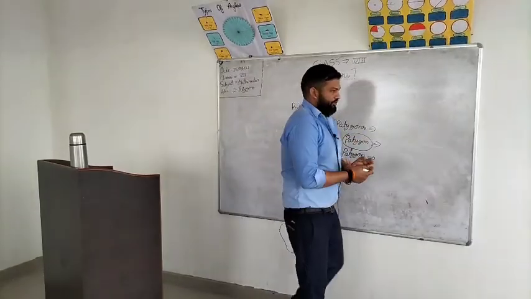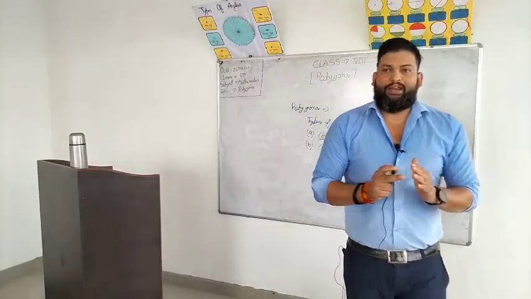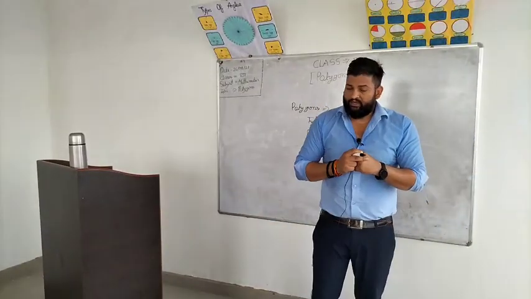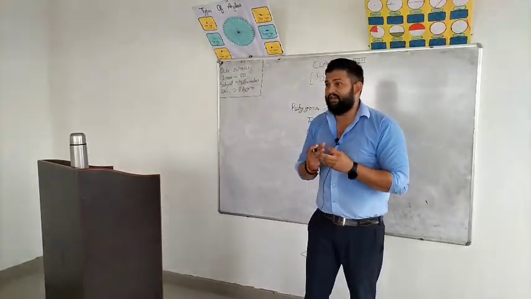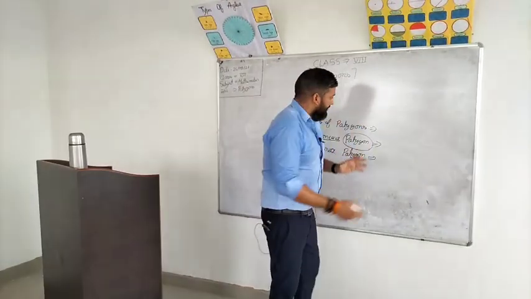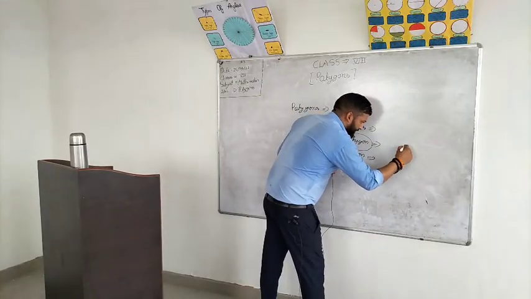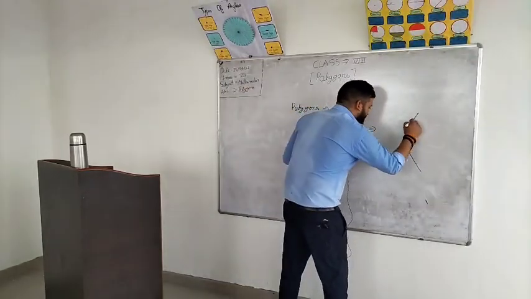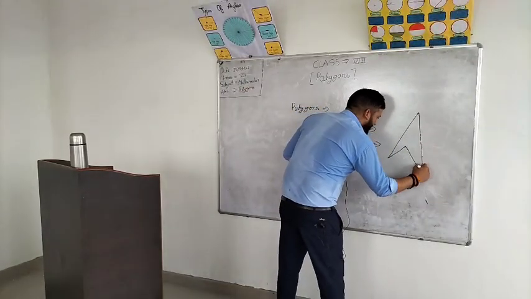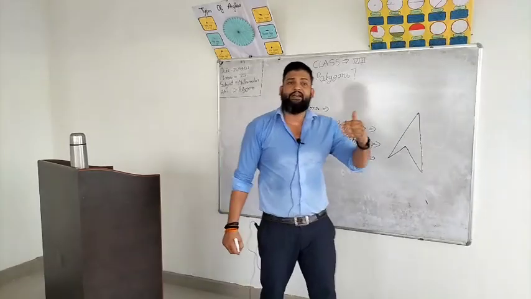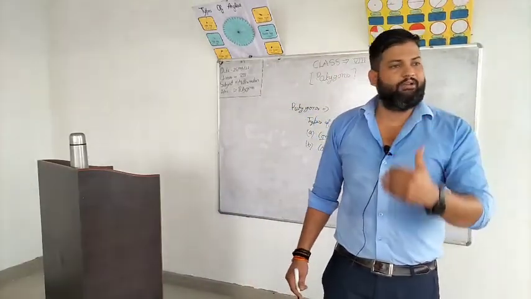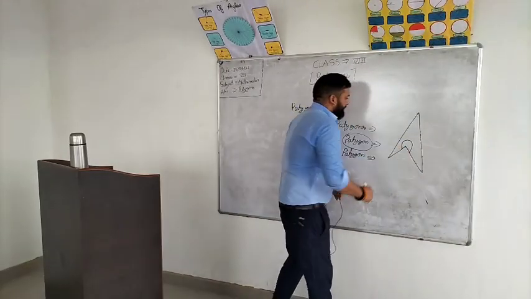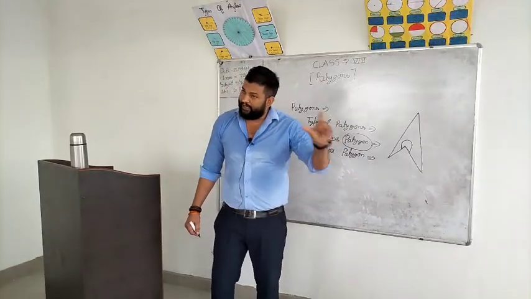So in a concave polygon, you will find one interior angle. The figure will be a polygon, but the condition is that in that polygon, you will find one interior angle always greater than 180 degrees. So that's why we are saying that is the concave polygon.